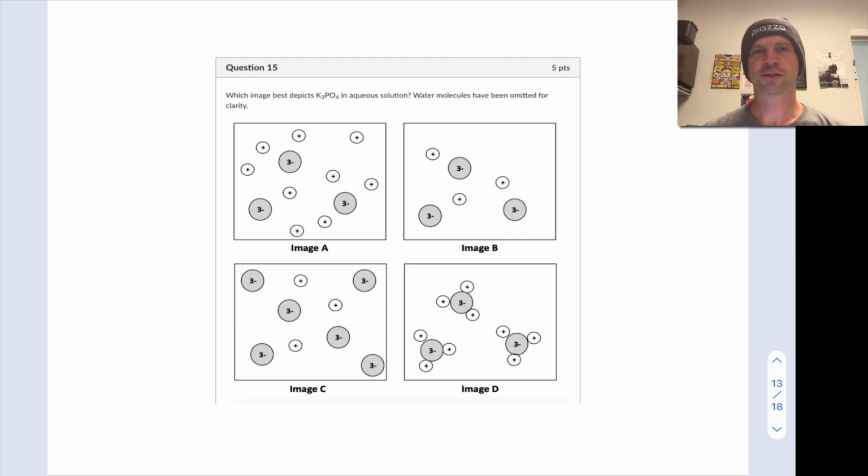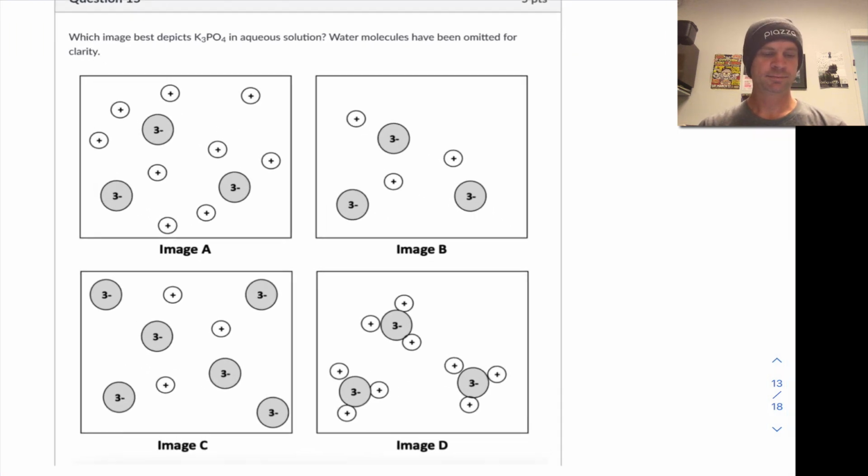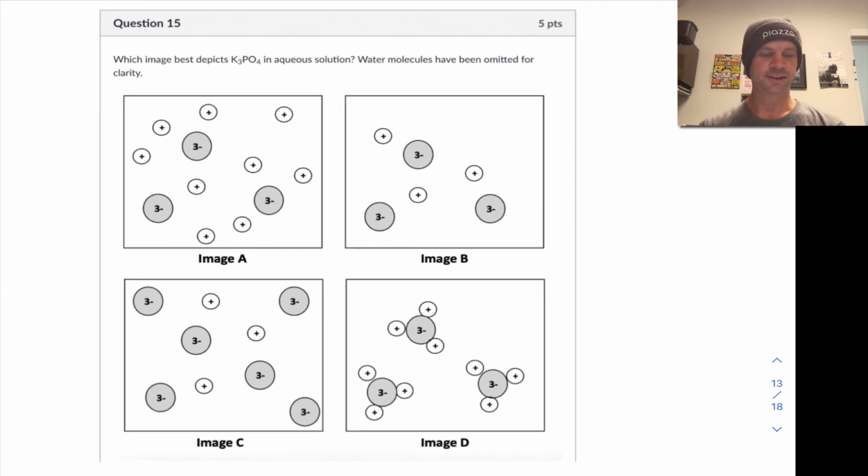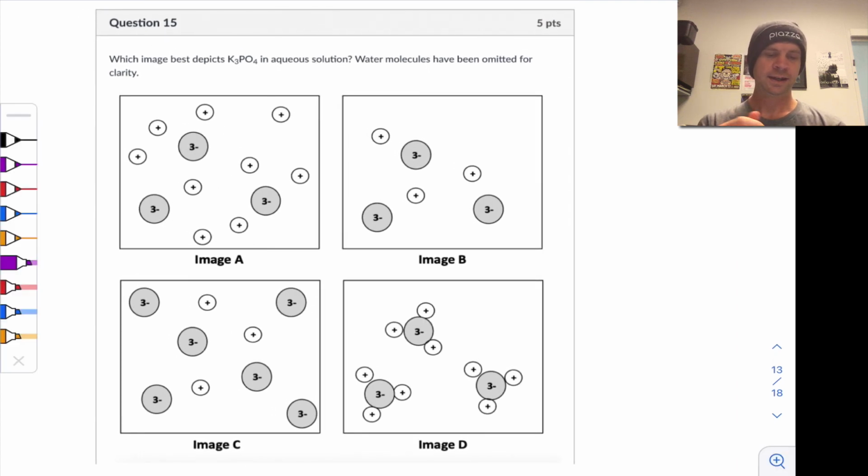In this video, we're going to finish off discussing the Chapter 4 questions in Practice Exam 1.2 in the Fall 22 semester. And this question asks about the compound potassium phosphate, K3PO4, in aqueous solution. Which of the pictures below best depicts this ionic compound when it's dissolved in water? And note that water molecules have been omitted for clarity, since there's a massive number of water molecules just in each of these little boxes.